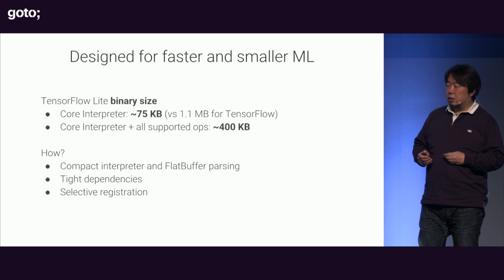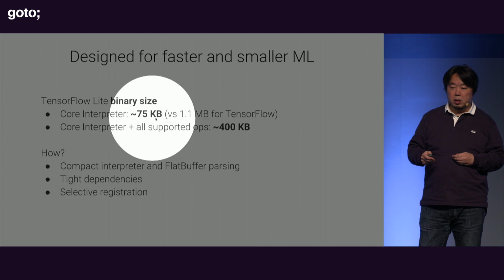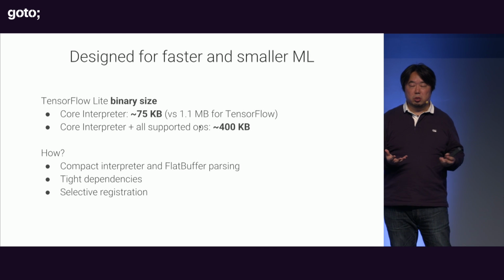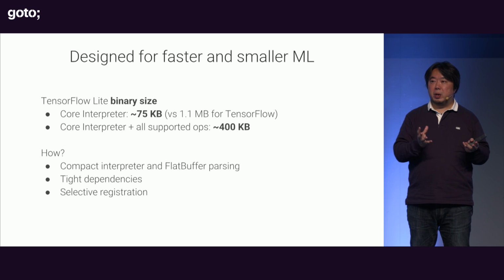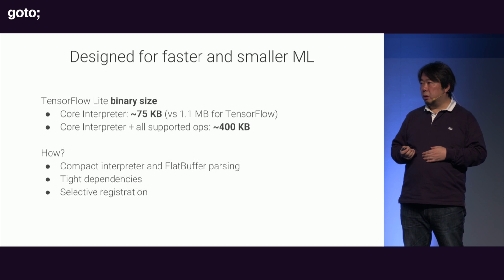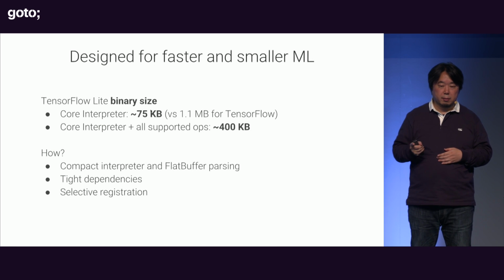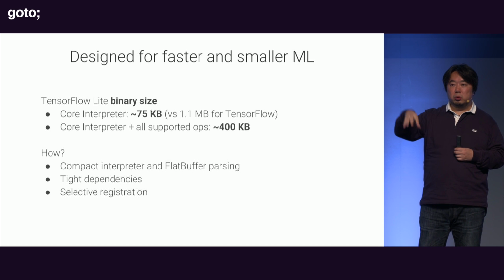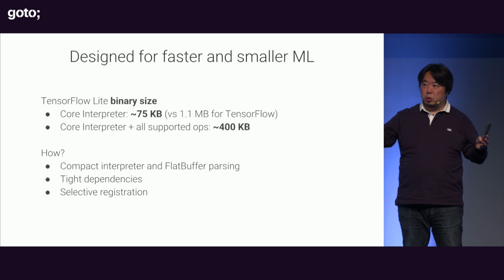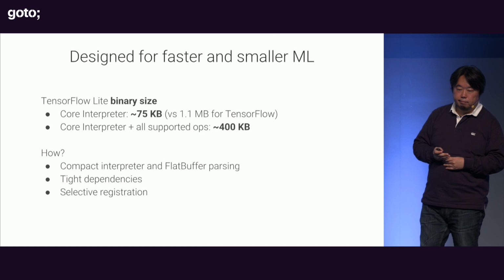And the binary size itself is also very small. As I mentioned, by using many different techniques such as selective registration, you still have 1 megabyte of the TensorFlow binary with the original TensorFlow. But with TensorFlow Lite, the core interpreter only has 75 kilobytes. And if you have more and more operations you want to use inside the interpreter, that could be up to 400 kilobytes, but still it's very small.